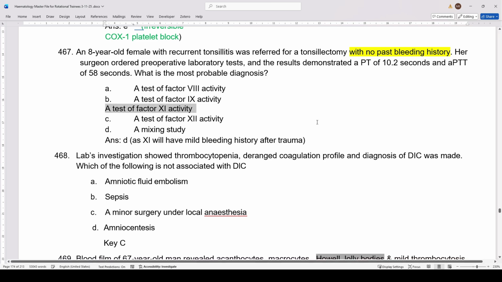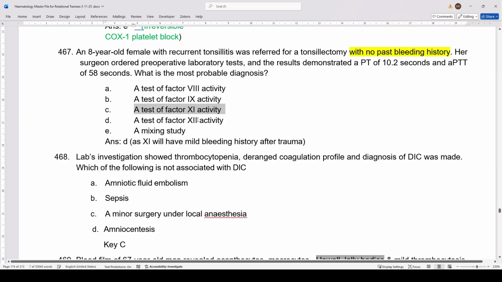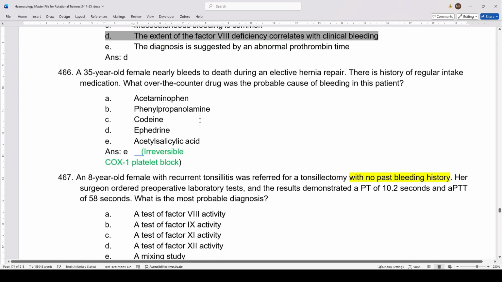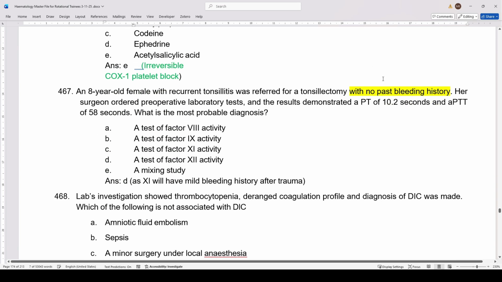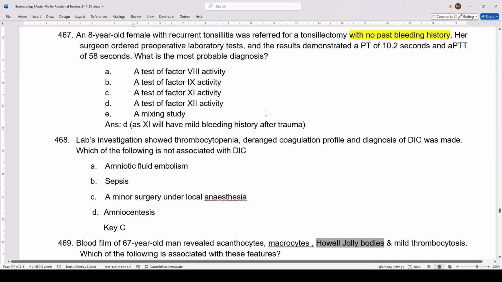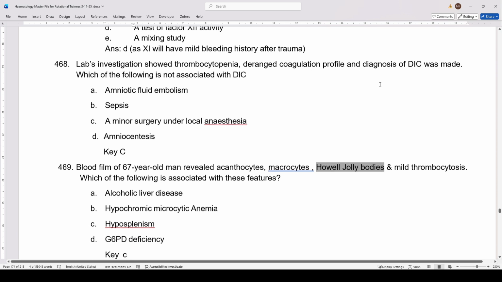But as they are telling us, there is no factor deficiency, there is no bleeding here. So it is a case of factor 12, Hageman factor deficiency. Just remember, in factor 12 deficiency there is no bleeding. In spite of the APTT being very prolonged, there will be no history of bleeding. You have to tell the surgeon that if it is factor 12 deficiency, there is no risk of bleeding in that surgery for the patient.